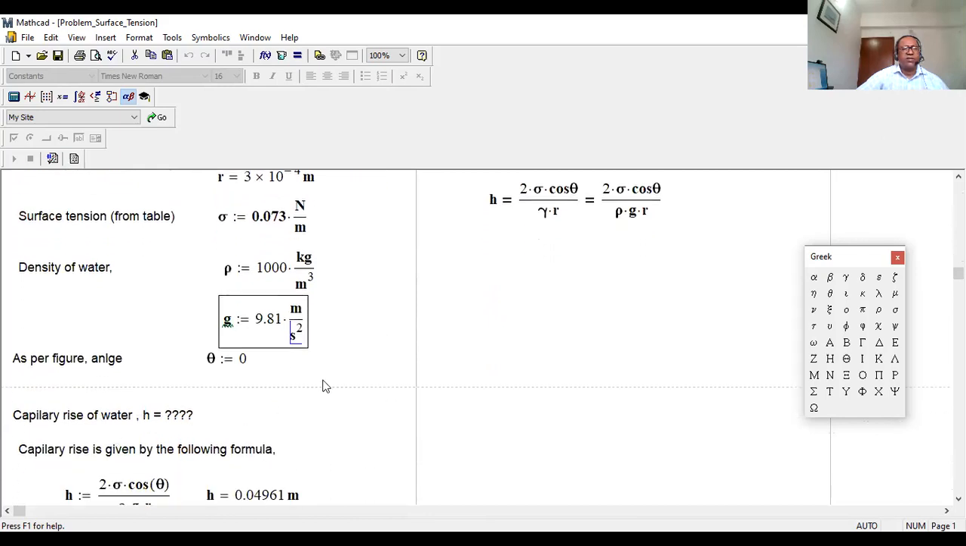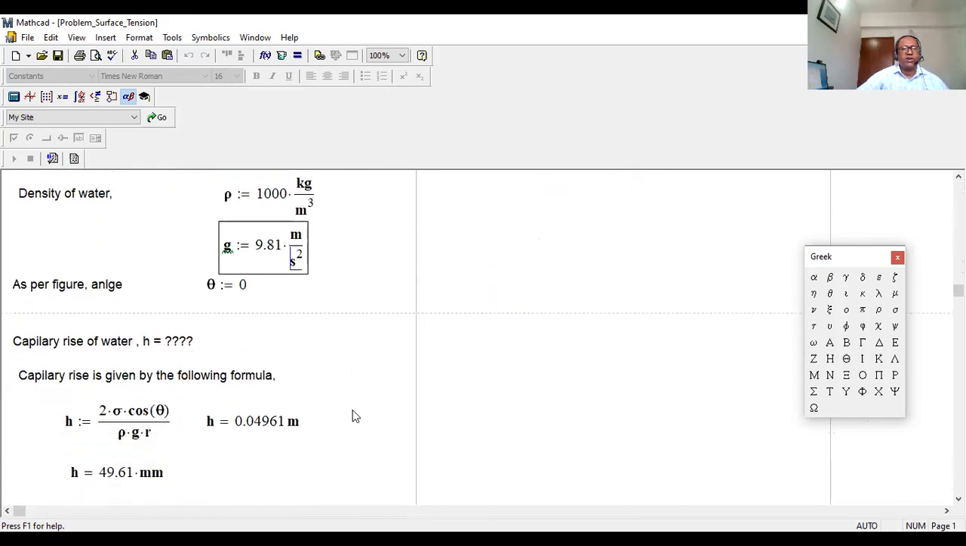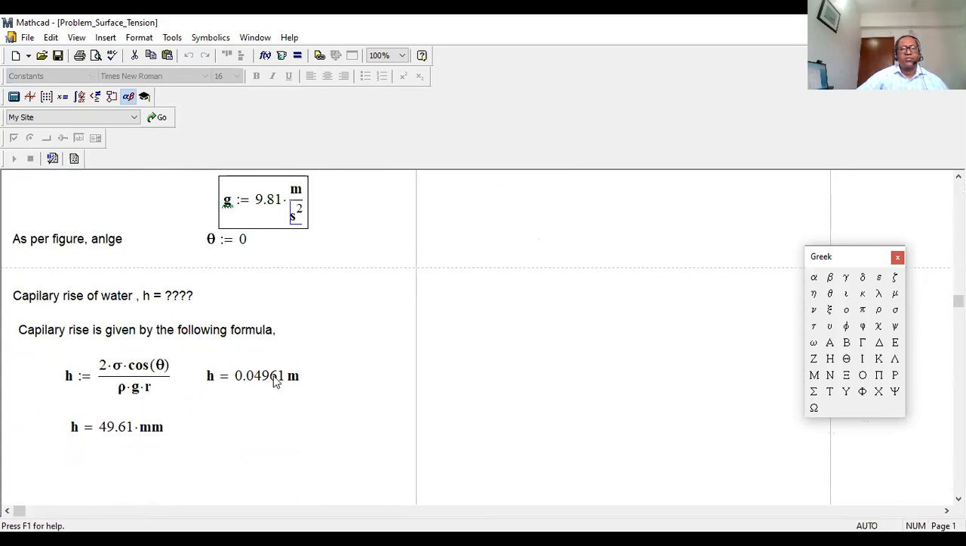Then you see the capillary rise equals how much? Then you get the value in meter, and you convert it to millimeter. So you see about 50 millimeter. The diameter of the tube is 0.5 millimeter, very small, but water is rising 50 millimeter, 5 centimeter, right? So you can easily observe.